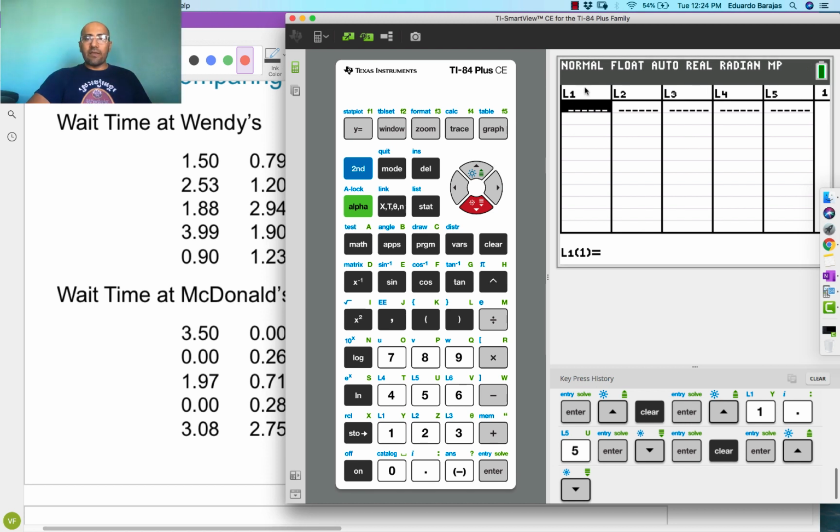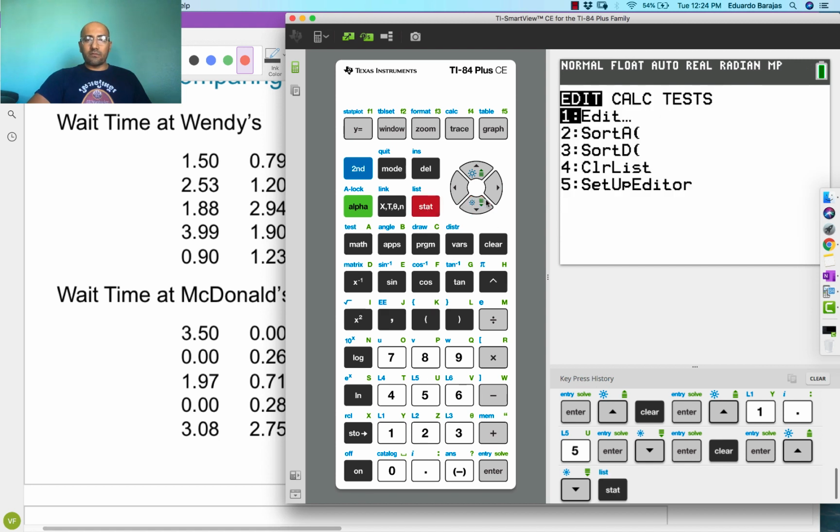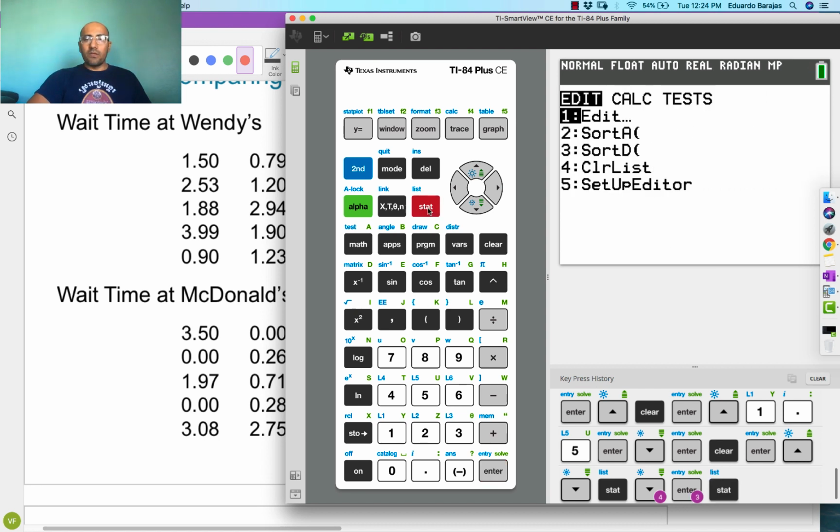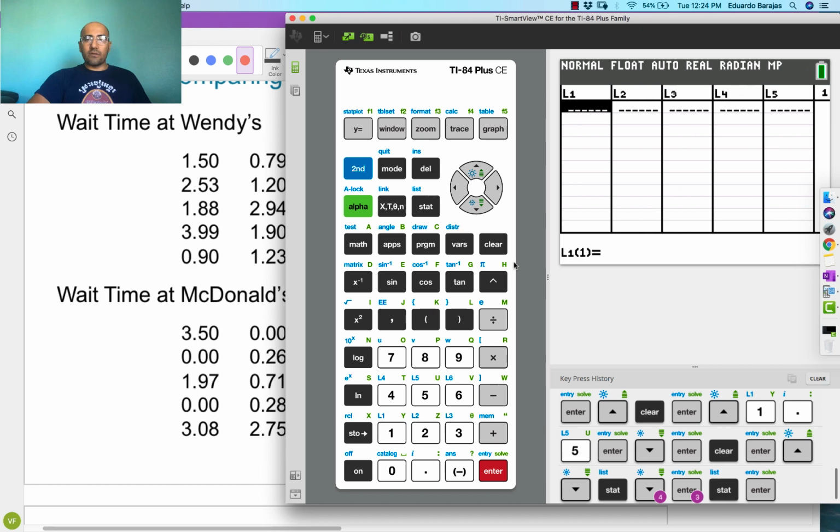Sometimes it's very easy for people to do weird things there. If you get into a weird situation, just come back over here, hit Setup Editor, clear, enter, done, and it just brings you back to the original settings. Stat, enter, there we go.